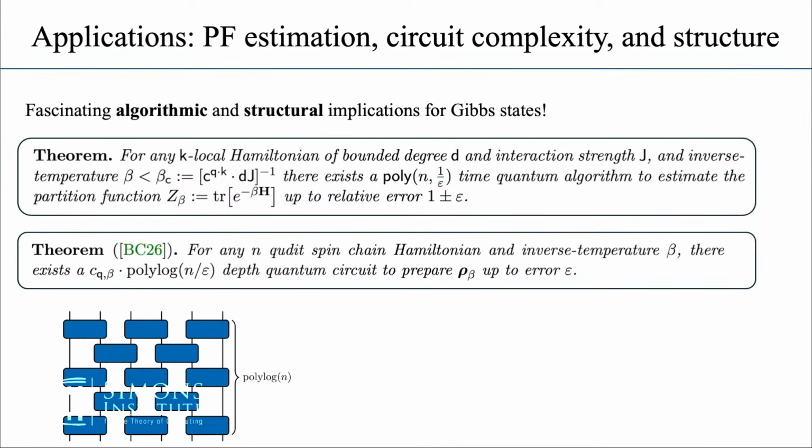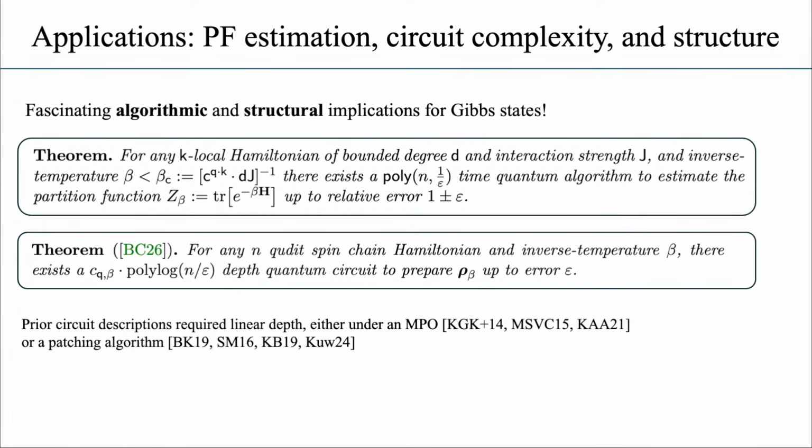OK. Good. So in terms of circuits, the remaining applications will be for 1D systems. And the claim is that, again, as a corollary of the spectral gap, every one-dimensional spin chain Hamiltonian admits a polylog n depth circuit, just captured by the picture. And arguably, the reason this is interesting is that previous approaches to the same problem on the complexity of circuit descriptions for 1D Gibbs states required linear depth, it seemed, either using a matrix product description or what's known as a patching algorithm.